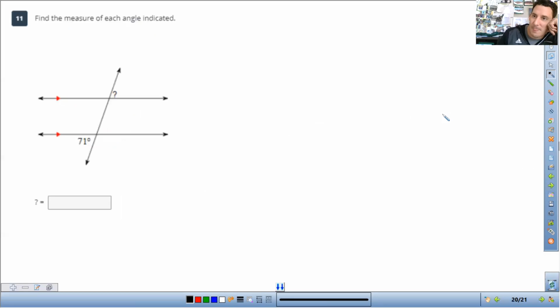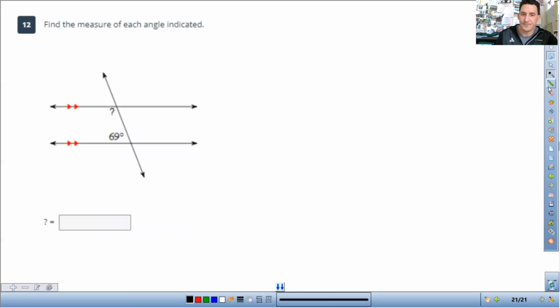Next one, I'm just going to do it like this. Maybe that'll make it a little bit quicker. So same color. So the question mark and the 71 are the same color. That means they have the same measure. Same color means same measure. So that is 71. And then the last one.